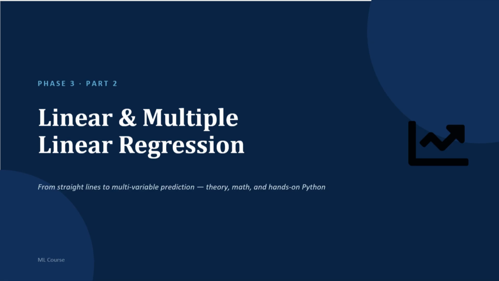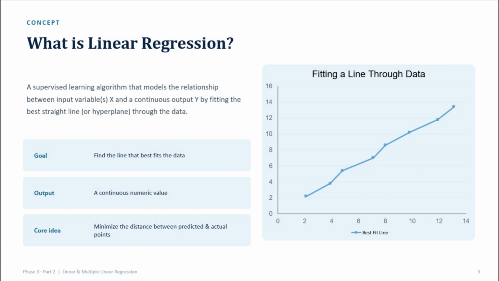So let's begin. Linear regression is one of the simplest and most widely used supervised learning algorithms. Its purpose is to predict a continuous numerical value by learning the relationship between the input features and the target variable. You can think of it as drawing the best possible straight line through the data points. Once this relationship is learned, the model can predict the output for new data that it has never seen before. The main objective is simple: find the line that minimizes the prediction error.